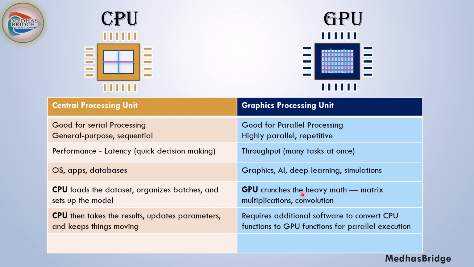Once the GPU is done, the CPU takes the results from the GPU, updates the parameters and keeps things moving. This is how AI leverages CPU and GPU cores within a system for AI modeling. One thing is very sure: you have to decide what portion to run on the CPU and what portion to run on the GPU. For any piece of code you want to run on the GPU, a software change is required. It requires an additional software program to convert CPU functions into GPU functions for parallel execution. You got the point.